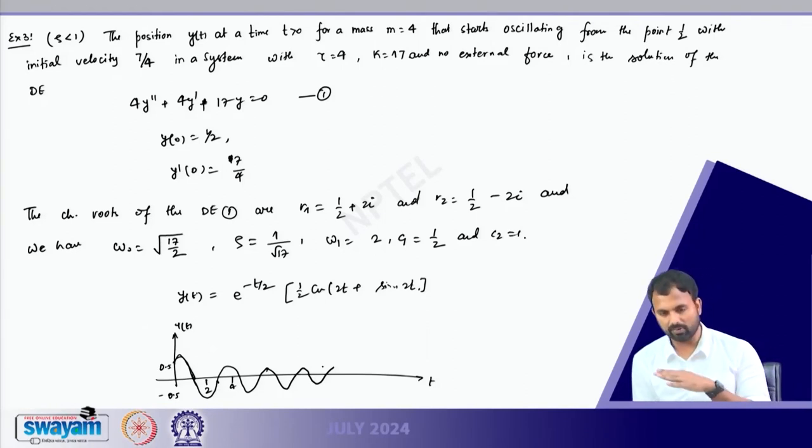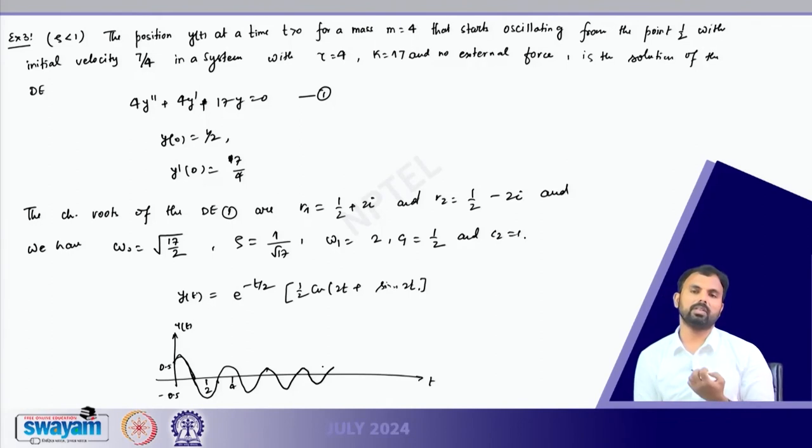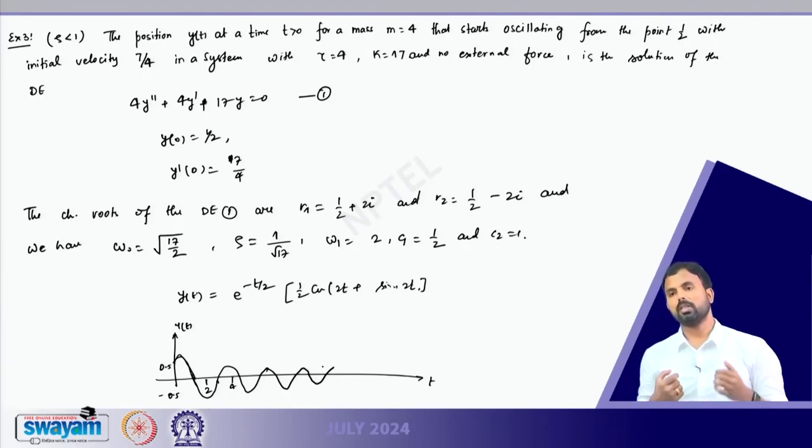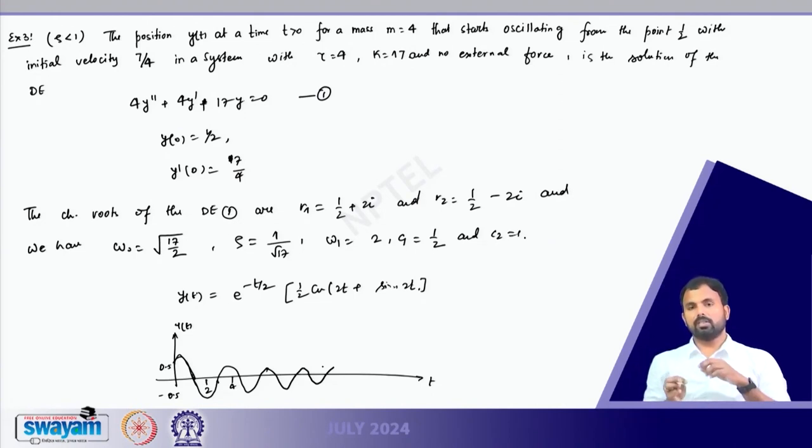In case of free oscillation, that means when we have no external forces, we can think of damped oscillation and undamped oscillations. And we covered by example both the undamped and damped oscillations. In damped oscillations, we have underdamping, critical damping, and overdamping, right. So, this concludes the part of force free oscillation.